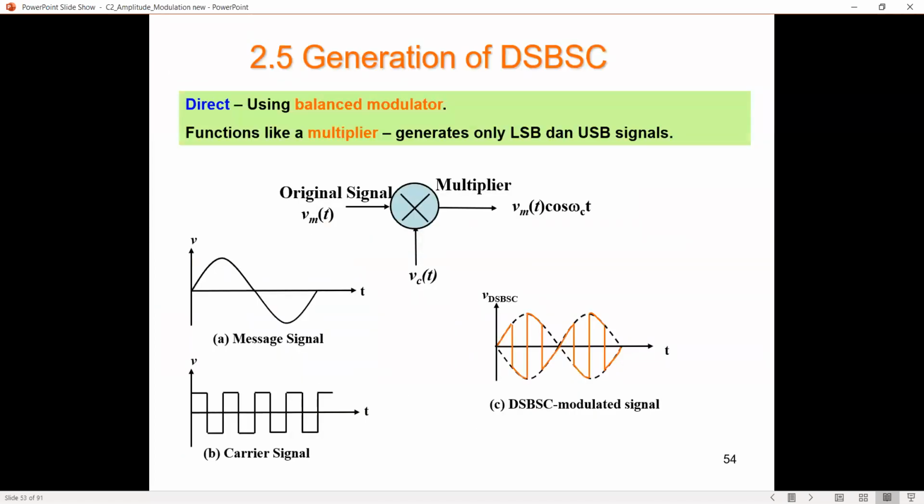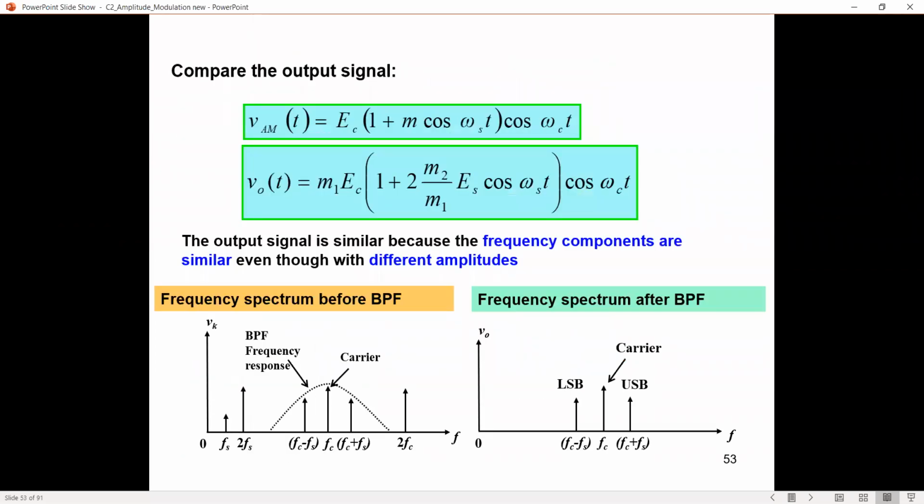Okay, so that is direct and indirect. If you notice, the direct one is normally very straightforward.